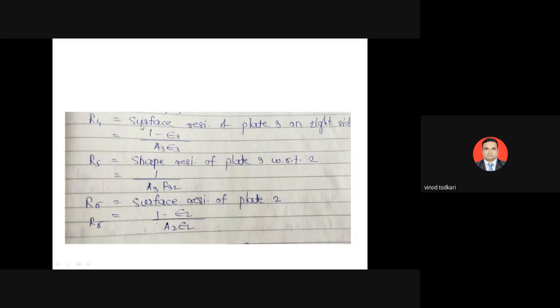Now, what is the formula for surface resistance? It is 1 minus emissivity upon area into emissivity. What is the number of plate? Which plate is this? Plate number 3. So 1 minus epsilon 3 upon A3 into epsilon 3.